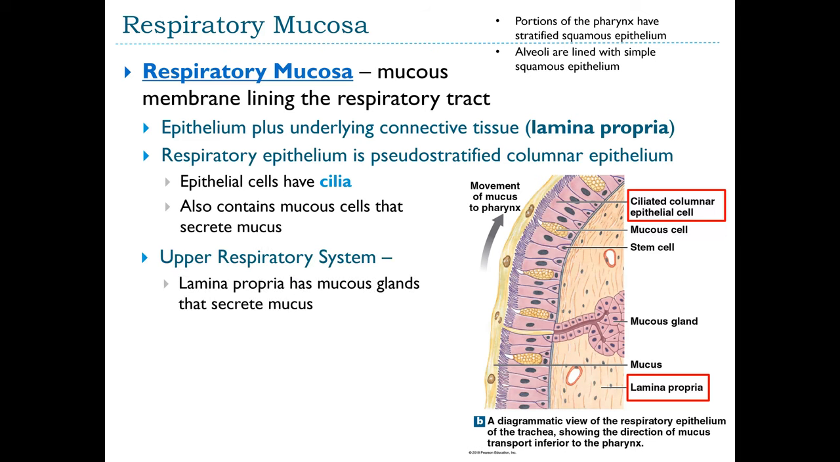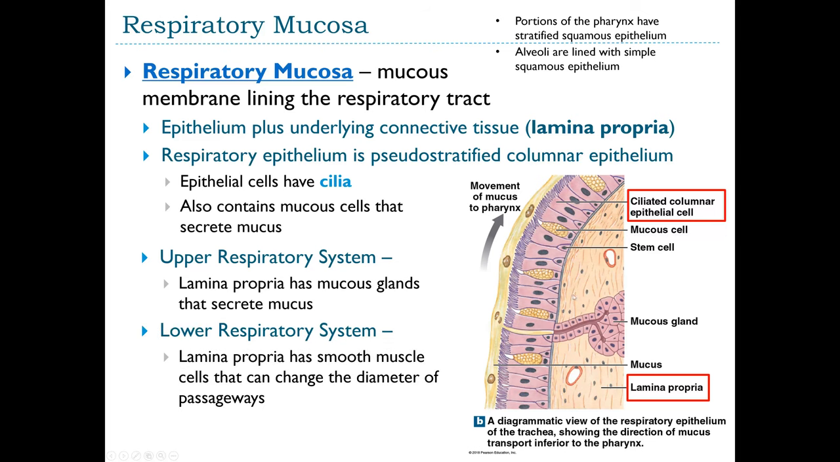Now, in the upper respiratory system, which is from your pharynx up, the lamina propria also contains mucus glands, which is shown here, that also secrete mucus. So in the upper respiratory system, you are getting mucus secretion from two different places, the mucus glands and the mucus cells. In the lower respiratory system, the lamina propria has smooth muscle cells embedded in it, which can change the diameter of the respiratory passageways, as we'll talk about later.